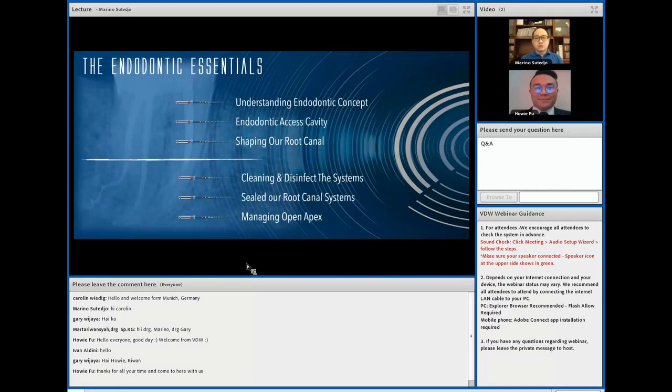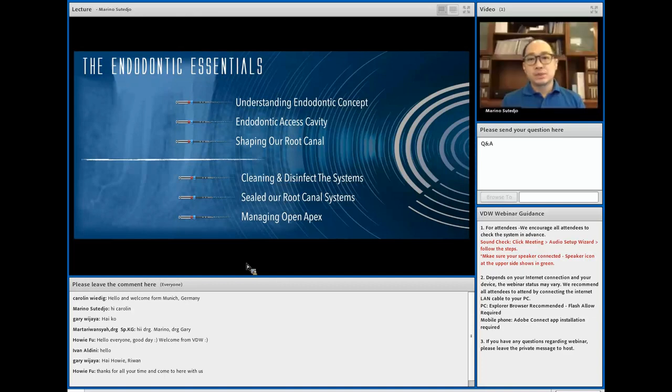So if you are talking about endodontics, there are six topics that I want to discuss with you today. First things first, we need to understand what endodontic treatment is. Secondly, how we can gain our access cavity, and then how we can shape our root canal systems, how we can clean and disinfect, and finally, we need to seal our root canal systems. And I'm going to discuss just a little bit about managing open apex, because some of you might have this case in your daily practice. And recently, quite many questions have come to me about this kind of case.